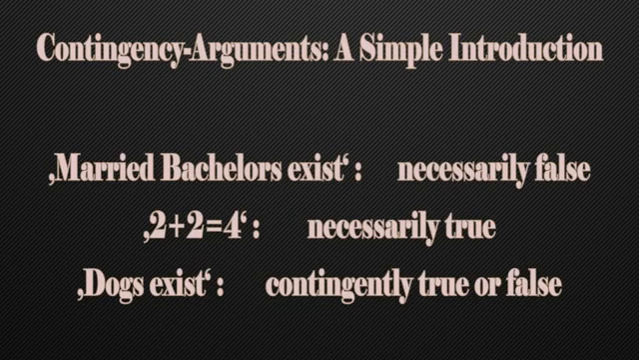There are of course propositions that cannot be true. Married bachelors cannot exist, so the proposition "married bachelors exist" is necessarily false. On the other hand, the proposition 2 + 2 = 4 cannot be false. It holds true in all circumstances at all given times. 2 + 2 = 4 is necessarily true.